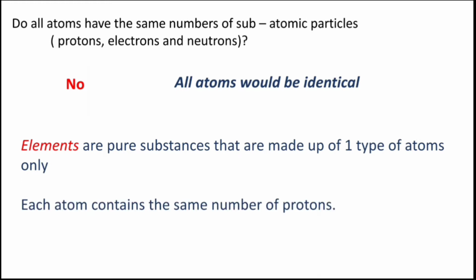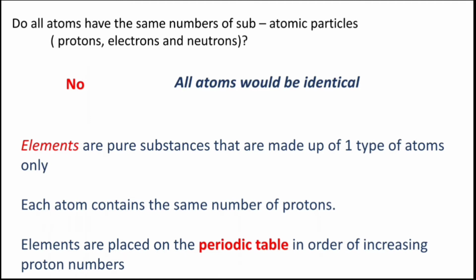Each atom of an element contains the same number of protons. So when we look at an element, we're saying these atoms of an element have the same number of protons. And elements are placed on the periodic table in order of increasing proton numbers. Materials with identical atoms are called elements, and we find these elements on the periodic table.